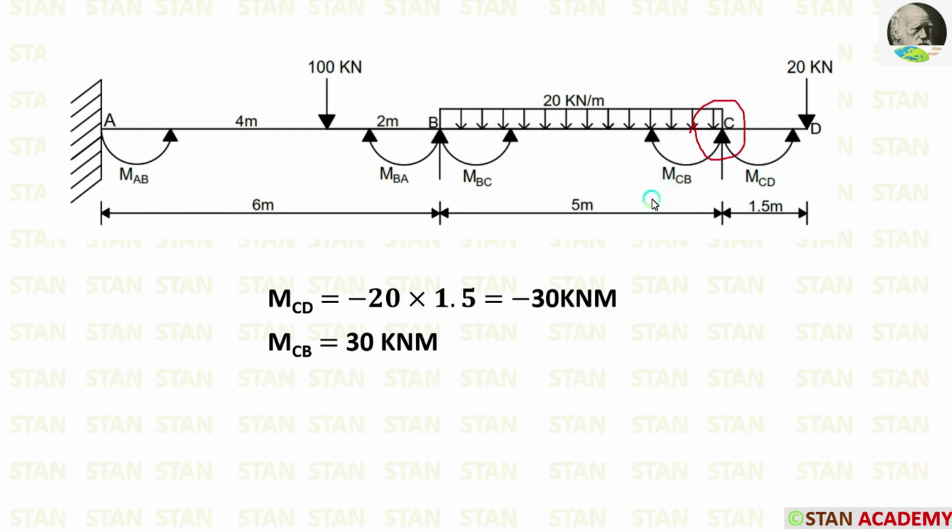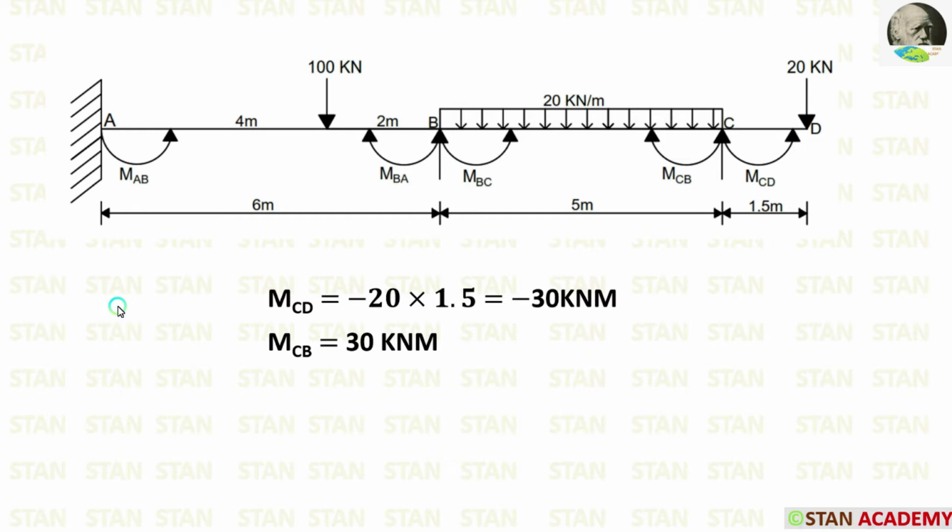In the joints, both of the moments will be in the same magnitude but in the different direction. MCD and MCB will be having the same values, but MCD will be negative, MCB will be positive because MCB is acting in the clockwise direction. In this way, we can easily calculate MCD and MCB.